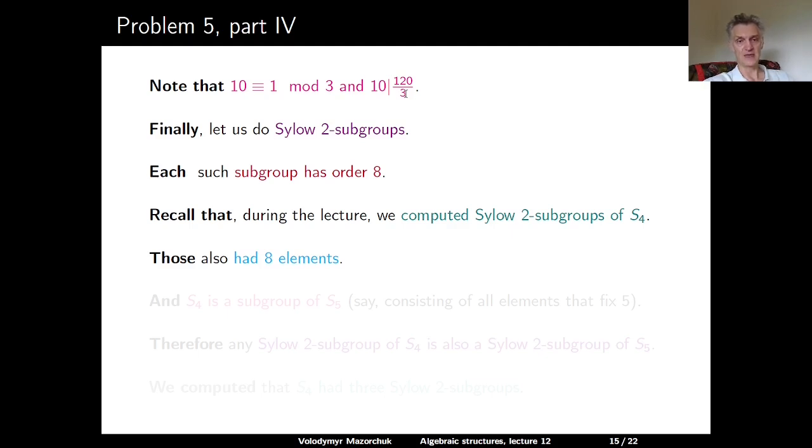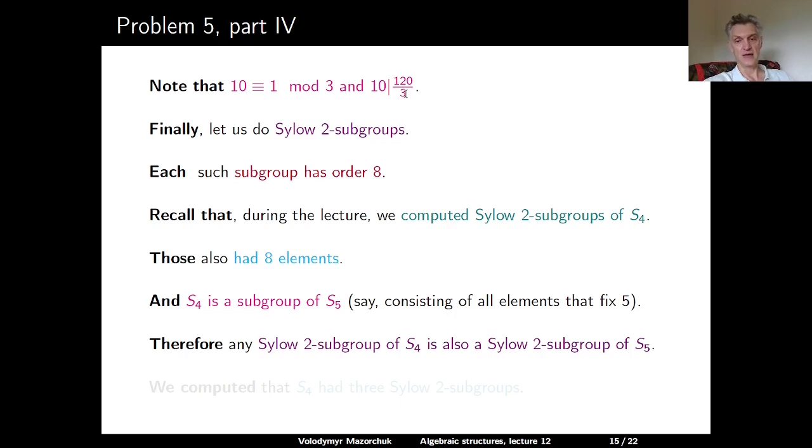So we know the 8-element subgroups of S4, and S4 is a subgroup of S5. We can embed S4 into S5 by taking an element in S4 and saying that it acts as the identity on the element 5. And so any 8-element subgroup of S4 is automatically an 8-element subgroup of S5. So any Sylow 2 subgroup of S4 is also a Sylow 2 subgroup of S5.